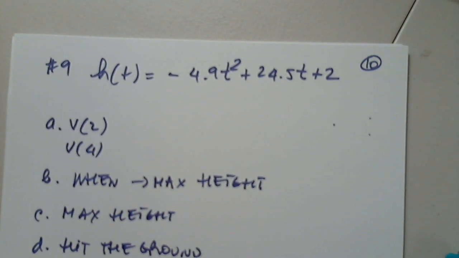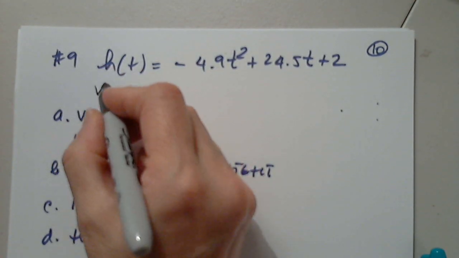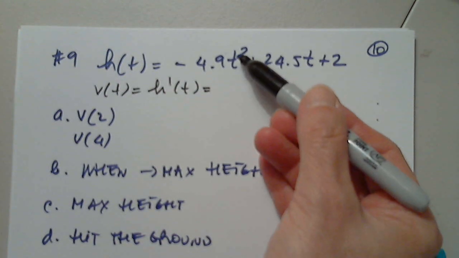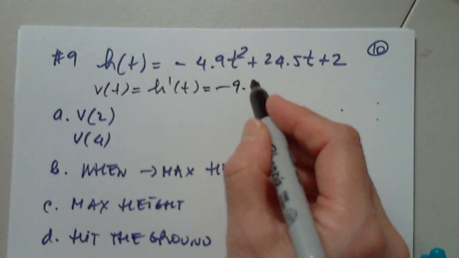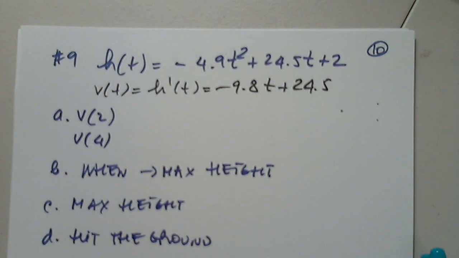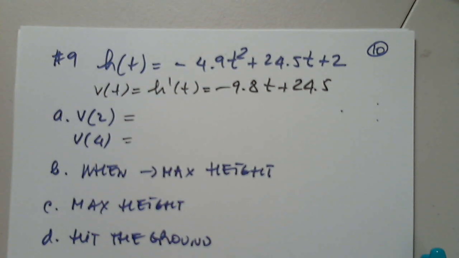Good. So we're asked first to find the velocity at 2 and the velocity at 4. What do I have to find first in order to find v of 2 and v of 4? The derivative. Yes. So v of t equals h prime of t. So we bring down, so this is negative 9.8 t plus 24.5. So in this function, I have to plug in 2 and I have to plug in 4.